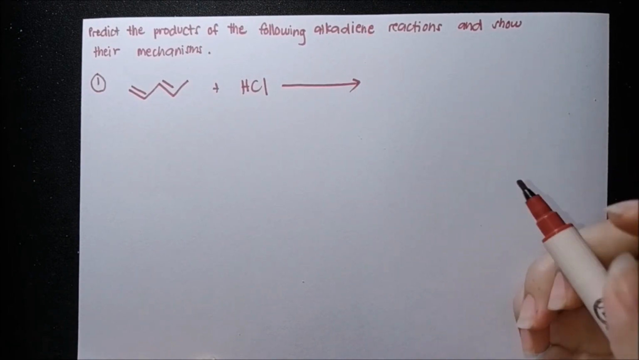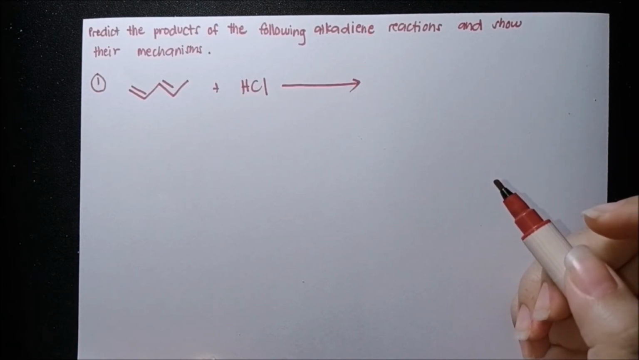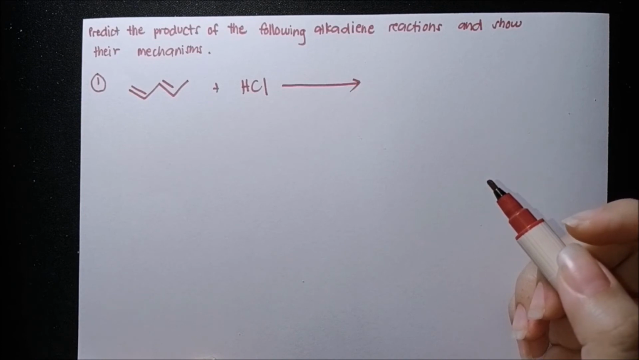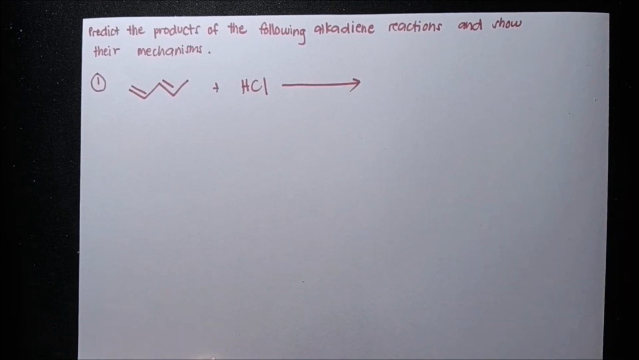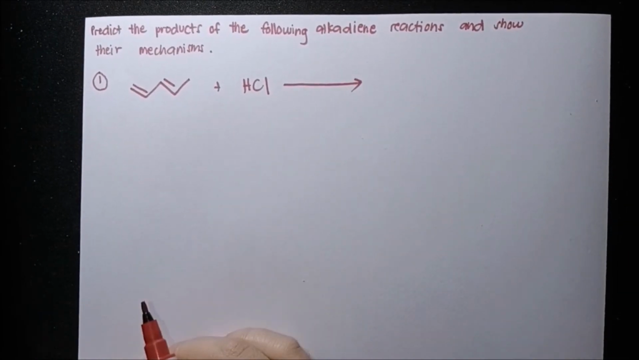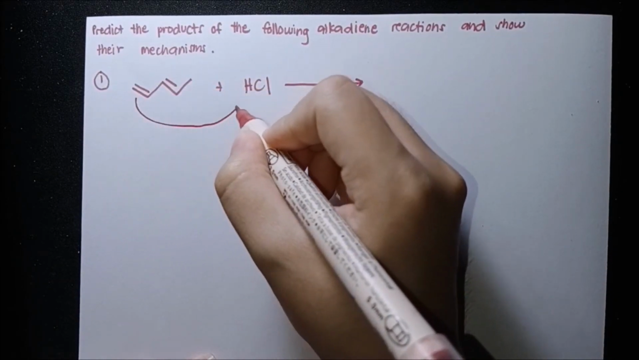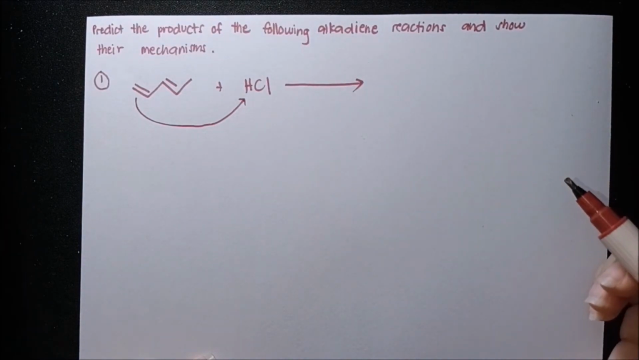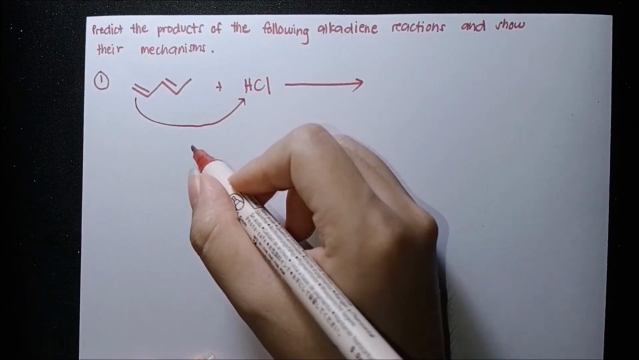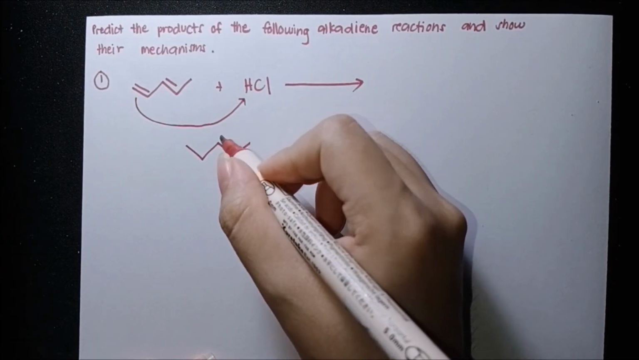alkadiene here is a conjugated diene, meaning this will be an electrophilic addition reaction yielding 1,2 addition and 1,4 addition products. What does that mean? This electrophile will attack this nucleophile right here and yield this carbocation, which is in resonance with this carbocation.